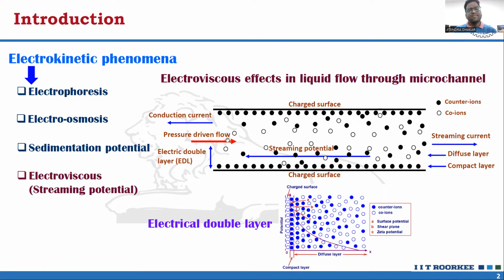So when the pressure-driven flow is applied in the microfluidic device, the excess ions in the EDL move with the liquid and generate a current that is called streaming current, and the potential related to this current is called streaming potential. That streaming potential drives ions opposite to the pressure-driven flow and generates a current that is called conduction current, and that conduction current drives liquid with it, and that retards the primary flow. That effect is commonly called the electroviscous effect.